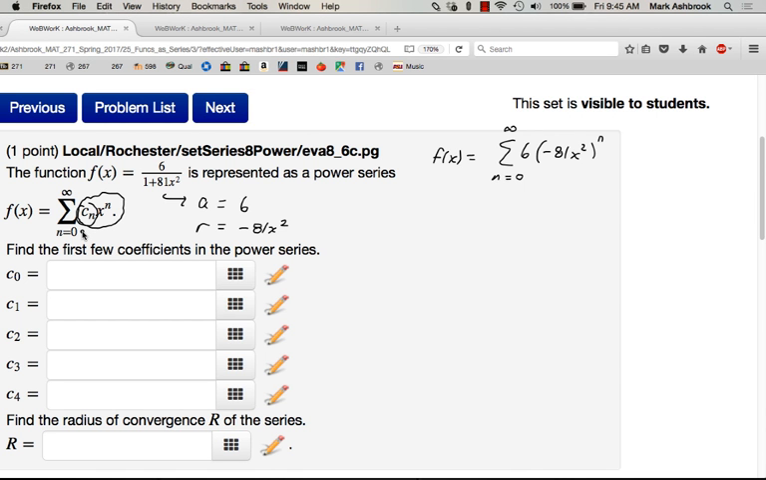Okay. So we want to write this out. So let's go ahead and just do one more step of simplification first. So I got 6 times, we can just leave it as negative 81 to the n, that's fine. And then x to the 2n. And I think that's good enough.